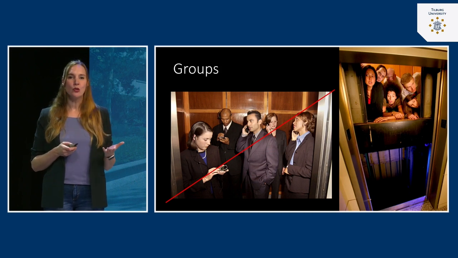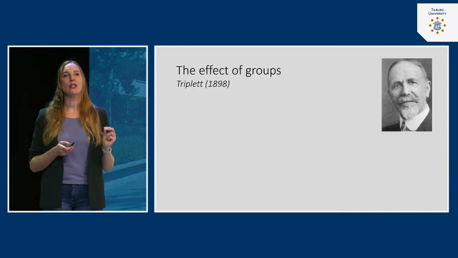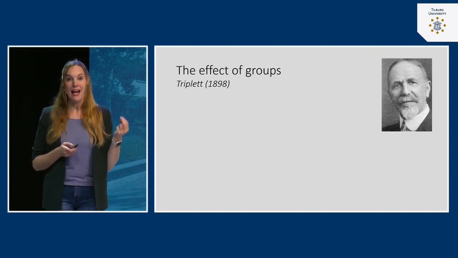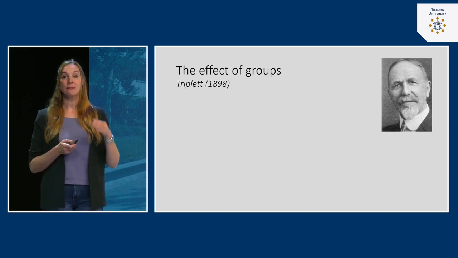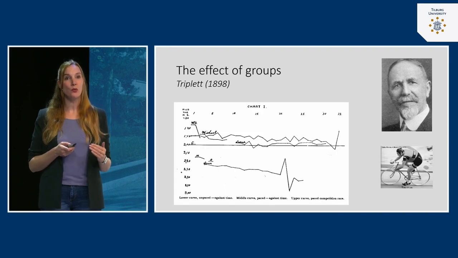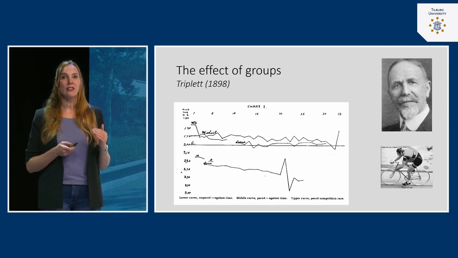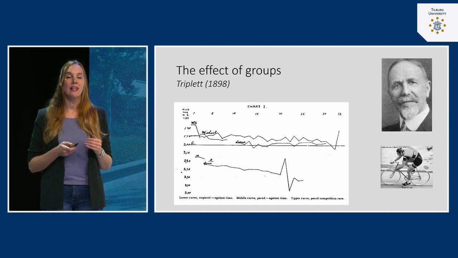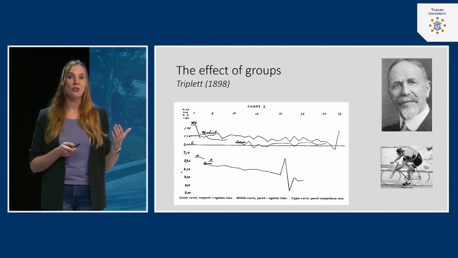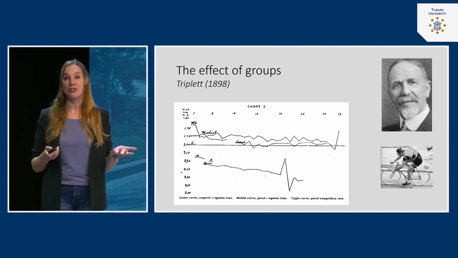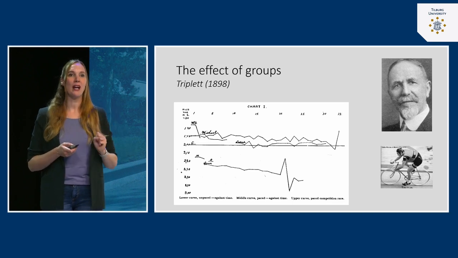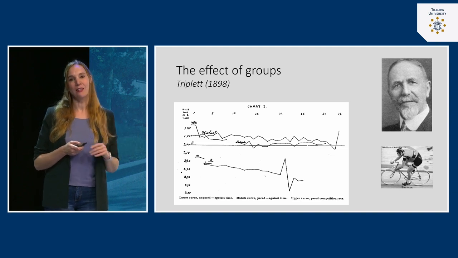So the effect of groups has been studied for a long time, for ages. Actually, you can argue the very first social psychological experiment ever has been conducted on groups, and especially on the impact of groups on our individual behavior. It was a study conducted by Norman Triplett, and he studied the effect of groups on performance, and he did so with cyclists. So it's actually basically the start of sports psychology. So here you see the official graph of this experiment conducted in 1898, so it's really more than a century ago.